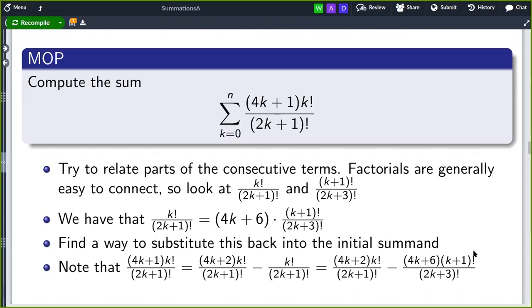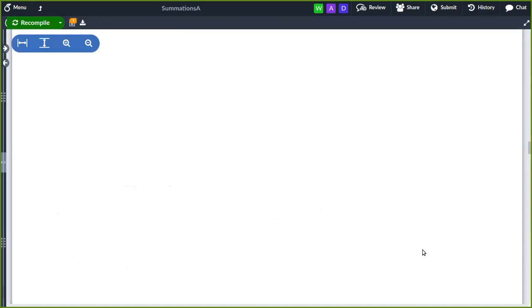And then now that we have this, we can plug in what we just got into the second term to get (4k+2) times k factorial over (2k+1) factorial minus (4k+6) times (k+1) factorial over (2k+3) factorial. So does anybody notice anything nice about this form? Yep, that's right. This actually telescopes.